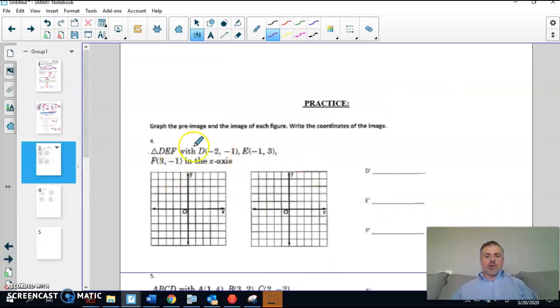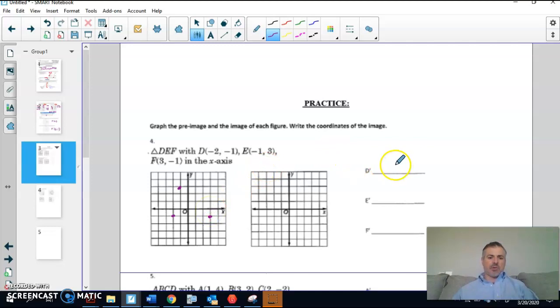So over here, the practice problems, it wants you to graph the pre-image, which would be these ordered pairs right here in this one, and then it wants it to be reflected over the x-axis in the other one. So let's see if I can do that. So let's see, -2, -1's right there. So there's D. E is at -1, +3, which is right there. Then F is at 3, 2, 3, -1. So there's my triangle.